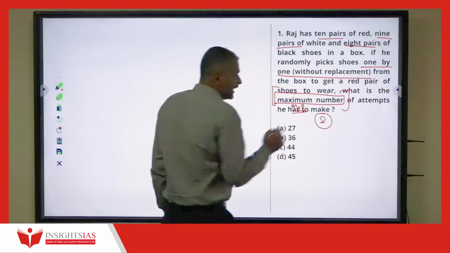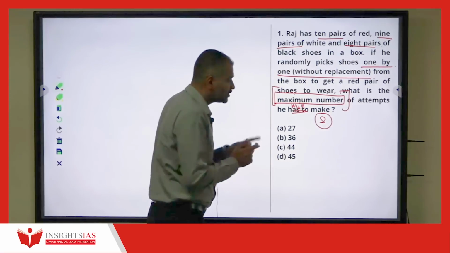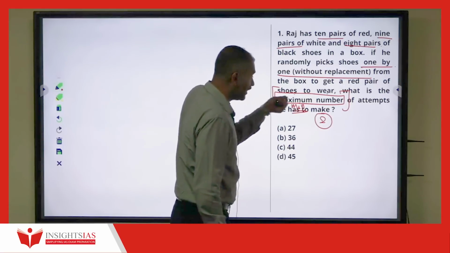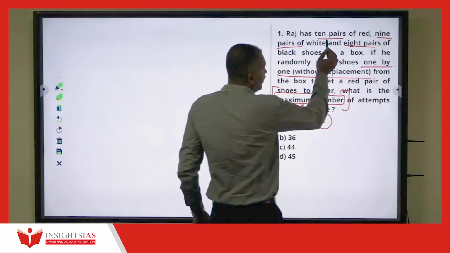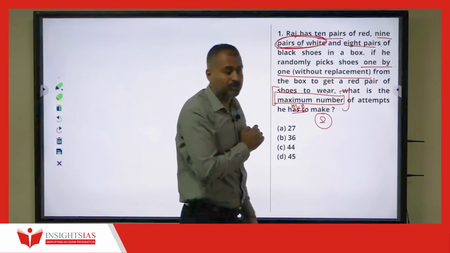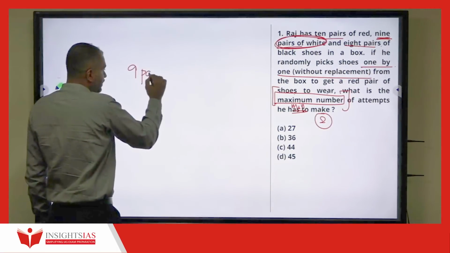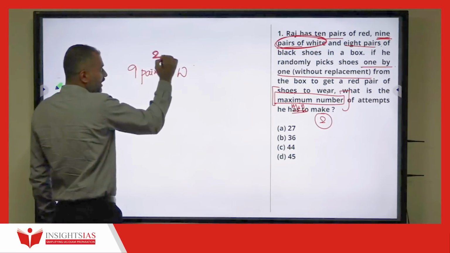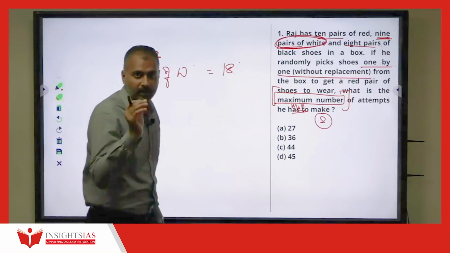Maximum number means whenever he is removing shoes, he is not getting red shoes. So in what possible ways can he remove the shoes so that he does not get red shoes? Let's say he is getting all white shoes. How many pairs? 9 pairs of white are there. 9 pairs means a pair is of 2, so totally 18 white shoes, and not even a single red.